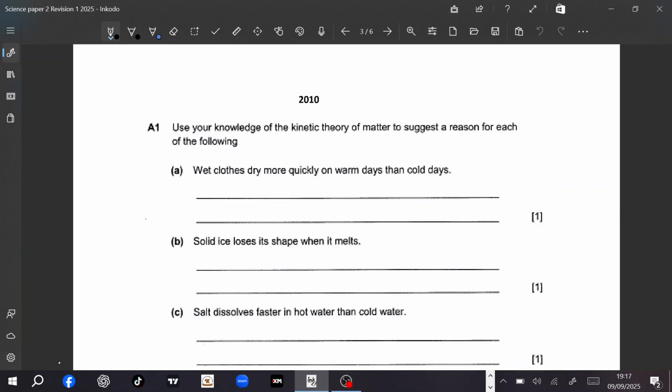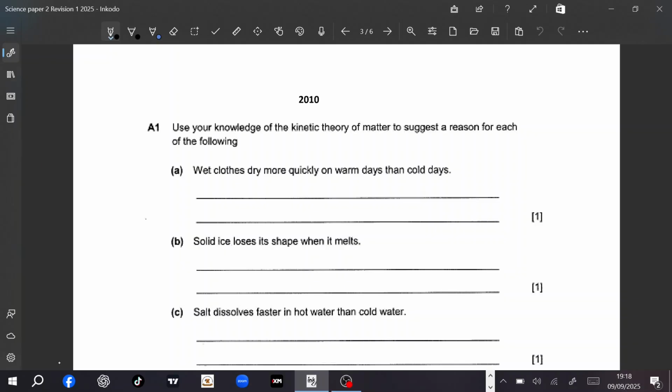The next question came from a 2010 paper. It said, use your knowledge of the kinetic theory of matter to suggest a reason for each of the following. A, wet clothes dry more quickly on warm days than cold days. So you tell us, using the knowledge of kinetic theory of matter which you have acquired from grade 10, to suggest the reason as to why wet clothes dry more quickly on warm days than cold days.